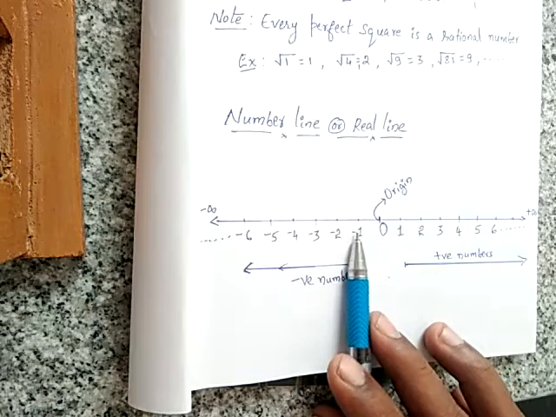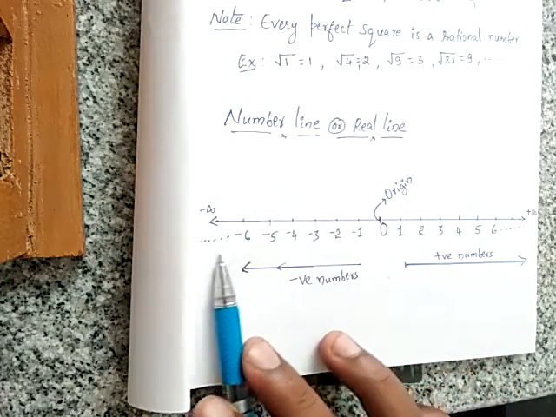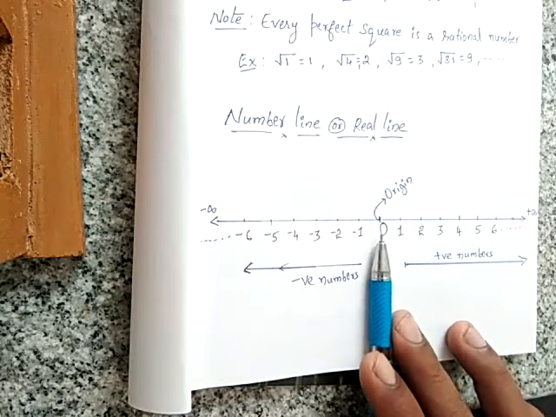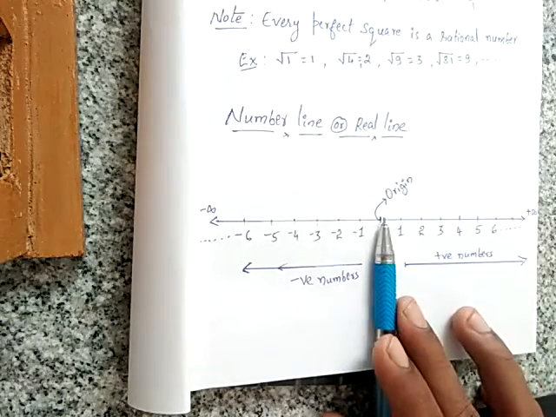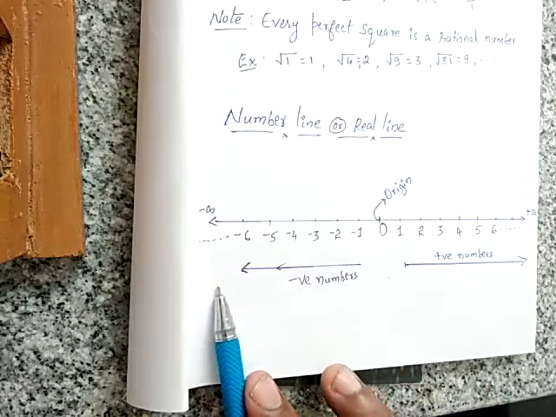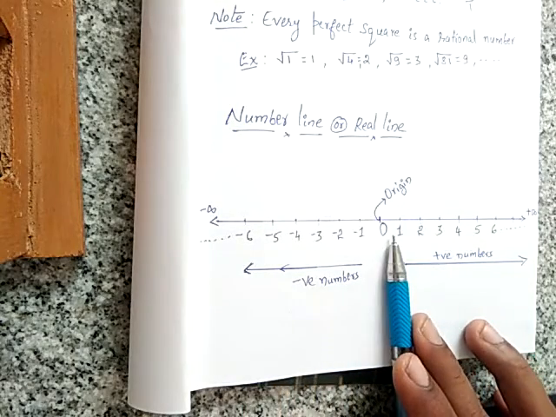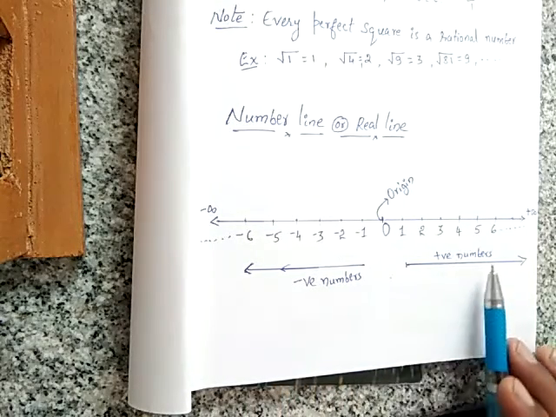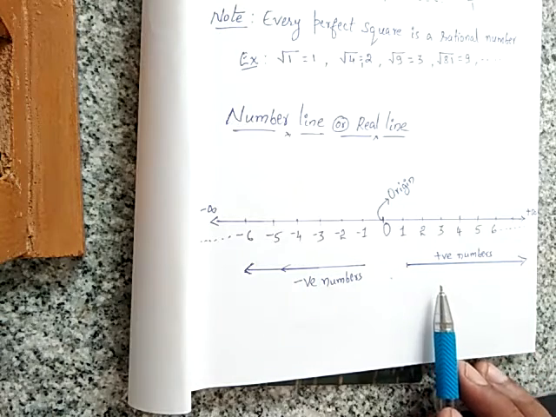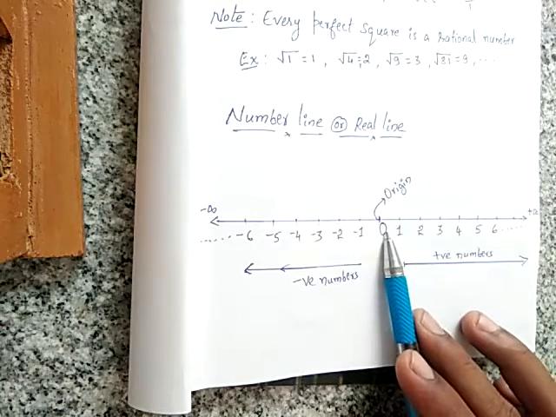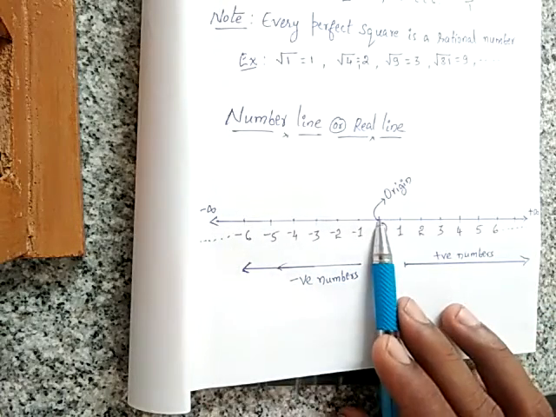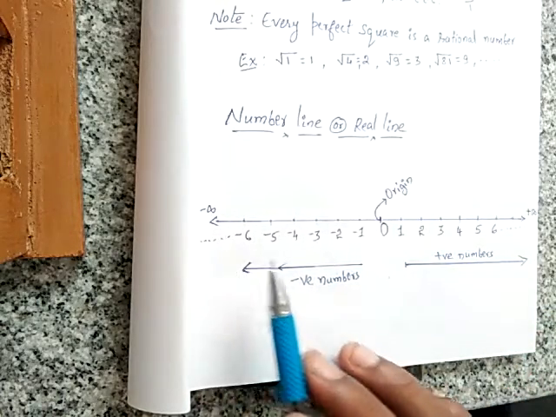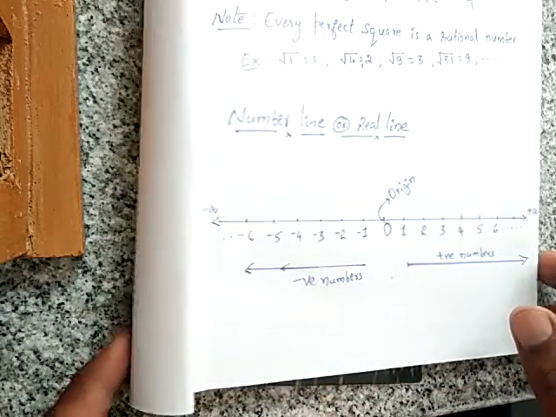From the left-hand side of the origin, minus 1, minus 2, minus 3, minus 4 and so on I have written. This is your left side, this is your right side. From the left side of the origin, negative numbers will be there. From the right side of the origin, positive numbers are there. You have to remember this. After 0 all the numbers are positive; on this left side, after the origin, all the numbers are negative.